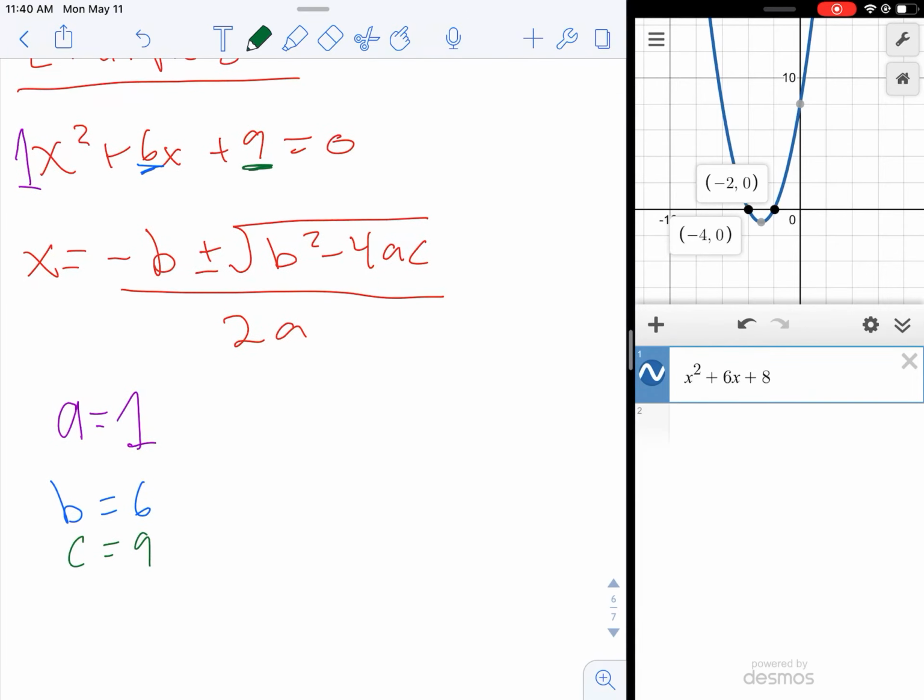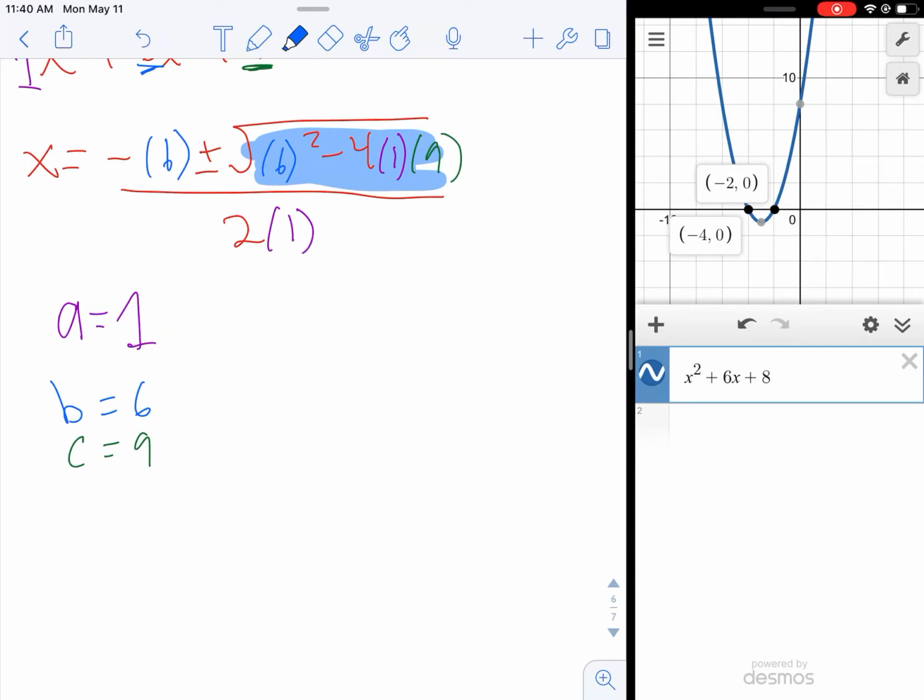Okay, let's substitute all of those values in. So I'll replace C with a 9 in parentheses. I'll replace all my B's with a 6. And I'll replace all of my A's with a 1. Okay, so now we have our quadratic formula. We got rid of all the A, B, and C's, and now we just have numbers, so we can solve it. Let's first calculate what the discriminant is. Again, that discriminant is this value on the inside. So let's calculate that.